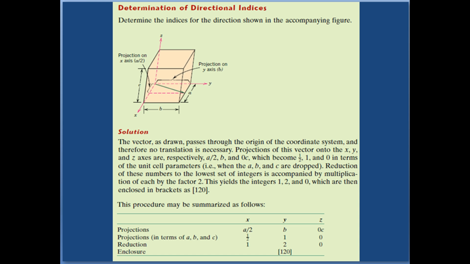After that, we are going to reduce these numbers by dividing or by multiplication factor. After multiplication you will get the reduction as 1, 2, 0 for x, y, z. After that, you are supposed to write these indices in square bracket, not separated by commas. Therefore I can write these indices in square bracket as [1 2 0], which is your final solution for the given problem.